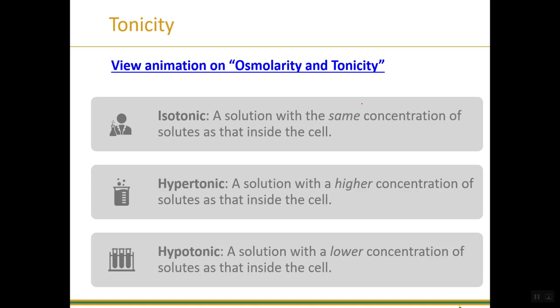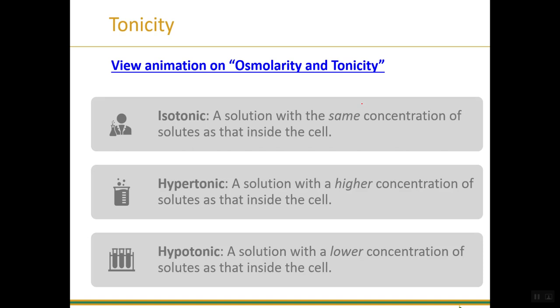The isotonic solution is where the concentration of the solutes in the solution is the same as in the cells. So the amount of particles in the solution is the same as the cells. So the water moves evenly in and out of the red blood cell.